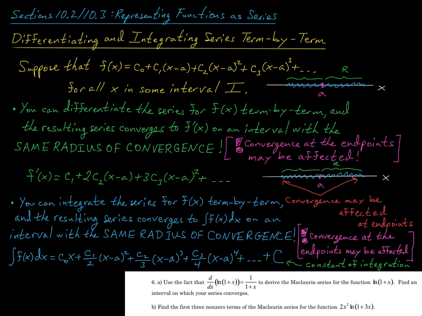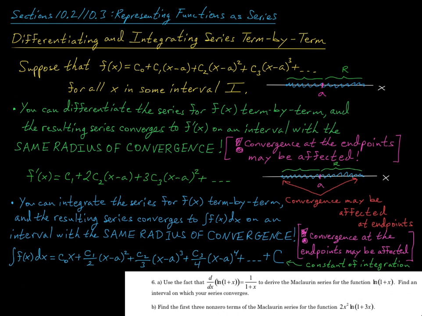Integrating c2 times x minus a squared, that's c2 over 3 times x minus a cubed. And then c3 over 4 times x minus a to the fourth, and so on. And note that since this is an indefinite integral, we also have this plus c, the constant of integration.